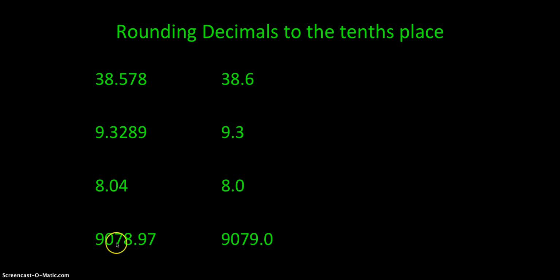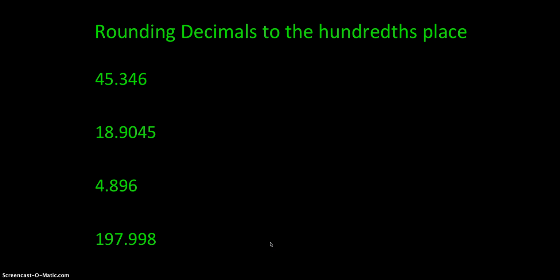The last number, 9,078 and 79 hundredths. When I'm rounding to the tenths place, I look to the right, I see the 7, and I know this needs to increase by 1. If I increase this by 1, it becomes 10, and that's where our decimal system takes over. So instead of this becoming a 10, two digits can't be held. The number before that will round up to 1. Now 9,079 and 0 tenths.